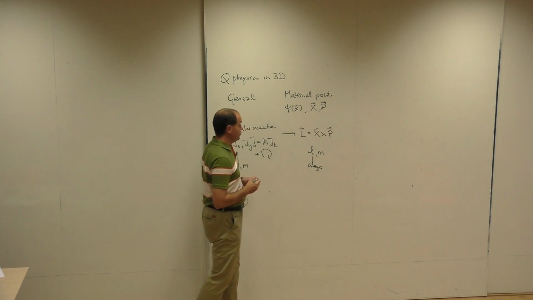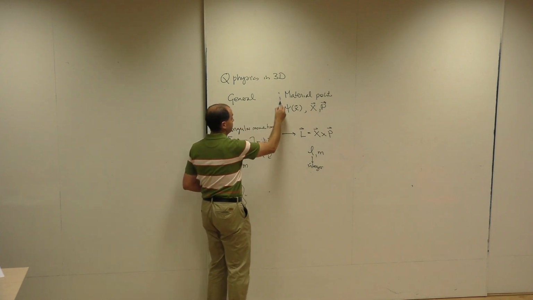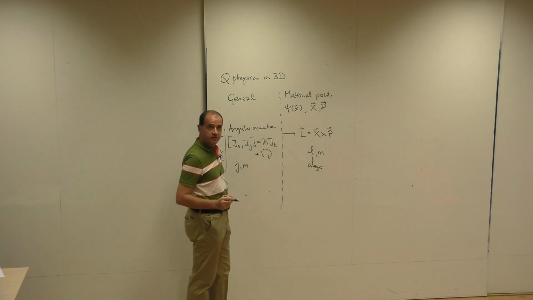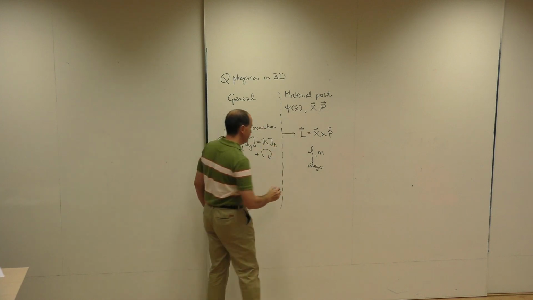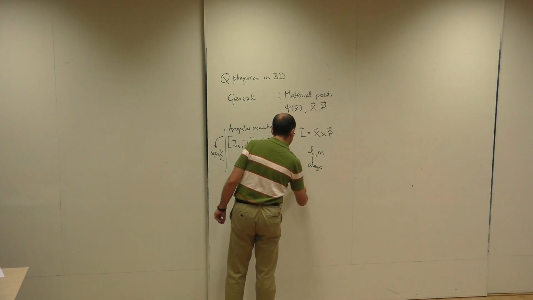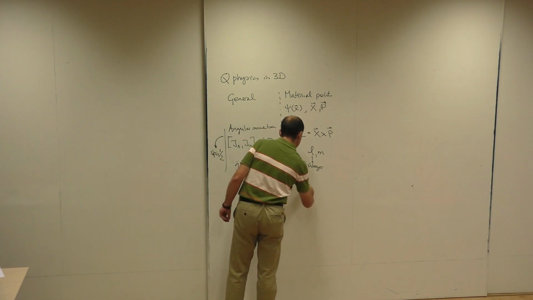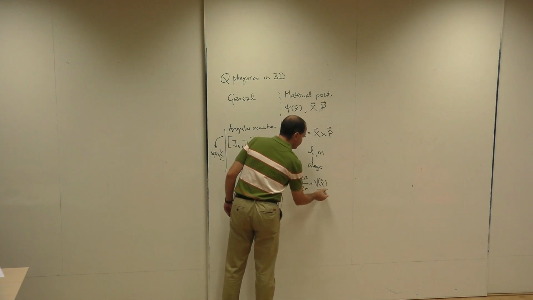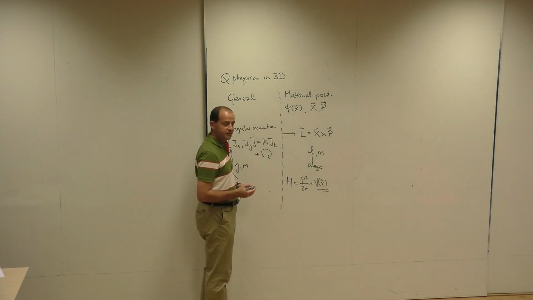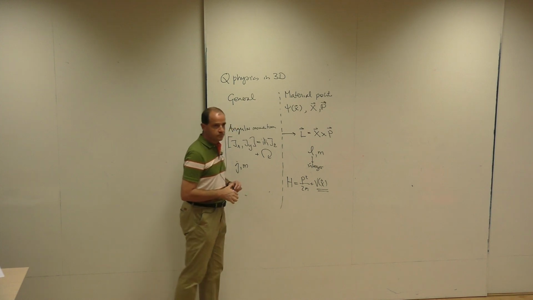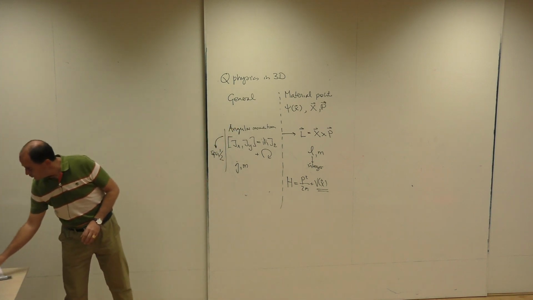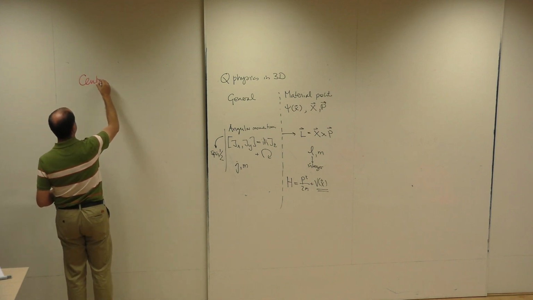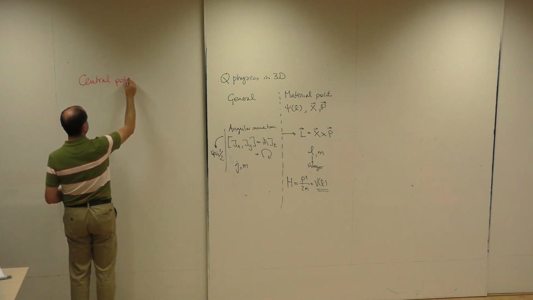And now what we are going to do is to stay on the column of the material point and to consider Hamiltonians H equal p squared over 2m plus V of x, where V of x has a special form that is a central potential. So let me define a central potential here.